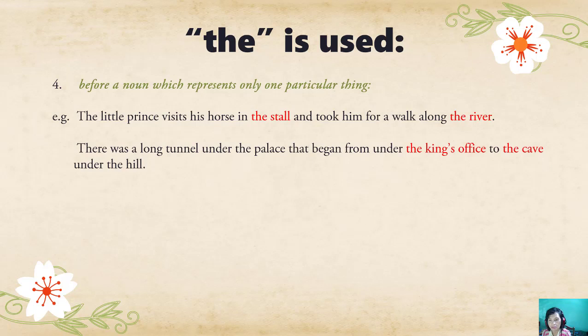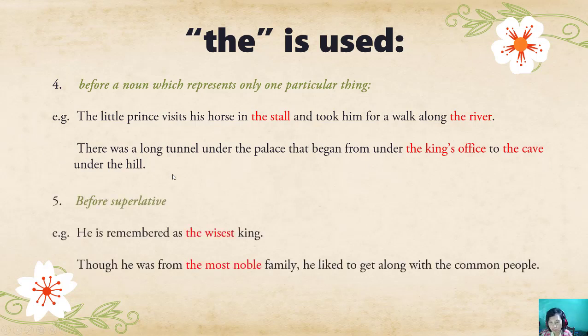The little prince, the stall means that it is in the palace, of course, because this is the little prince. And the river must be near the palace. There was a long tunnel under the palace that began from under the king's office to the cave under the hill. This is the palace, so this is the office of the king. Yes, we know about that. And then the cave under the hill, commonly a palace or a kind of castle was built at the top of the hill. So this is the cave under the hill.